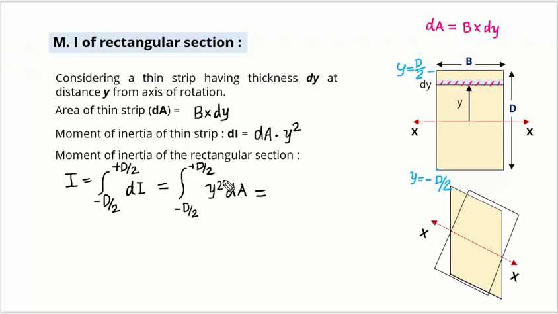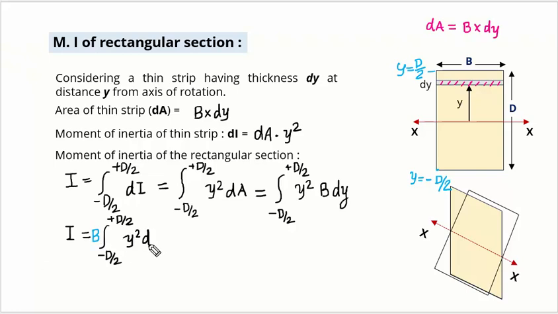Now here the variable is y, so this dA variable will not work, and we will have to replace it. But dA is nothing but the width of the rectangular section times dy. So from minus d by 2 to plus d by 2, y square will be as it is, and dA is going to be b times dy. b is the width of the rectangular section and dy is the thickness of the thin strip. b is a constant and can be taken outside the integration sign. So we get b outside, and inside we get y square dy.